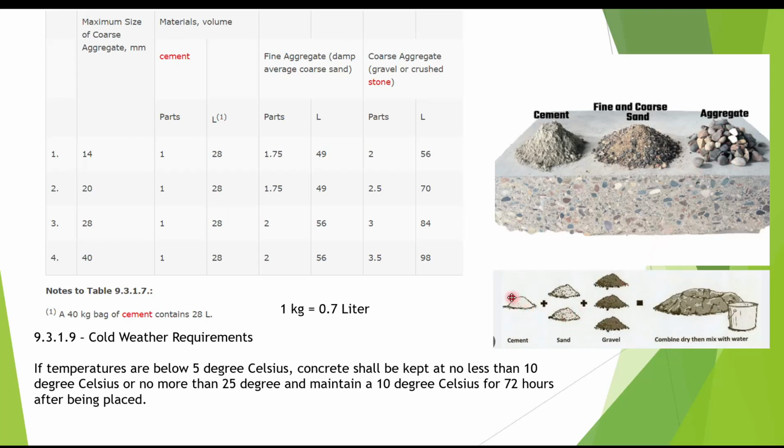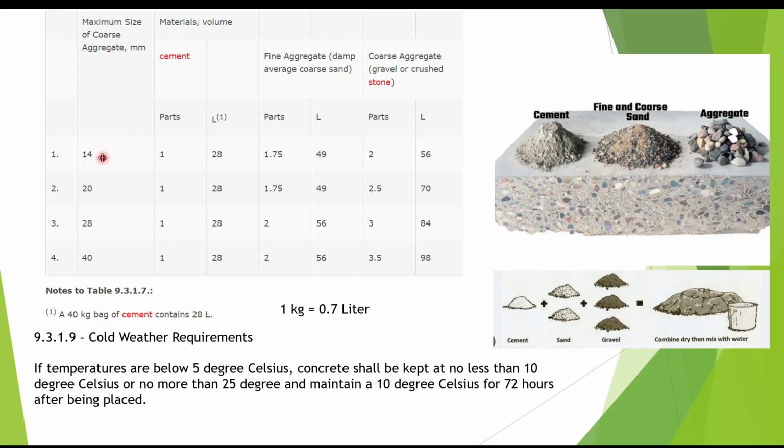Now we're going to look at this little diagram. You see cement, sand, and gravel. And then that's equal to concrete, or the mixture itself, mortar, whatever we want to call that. And at the bottom of this table, it says a 40-kilogram bag of cement contains 28 liters. Now 1 kg is equal to 0.7 liter. Just keep this in mind, but focus on this number: a 40-kilogram bag of cement contains 28 liters.